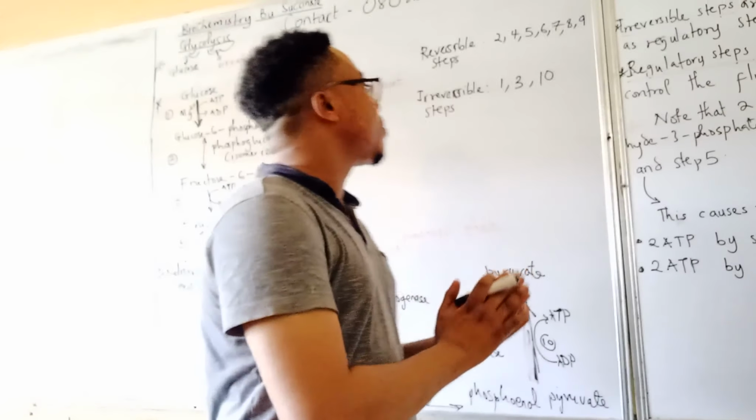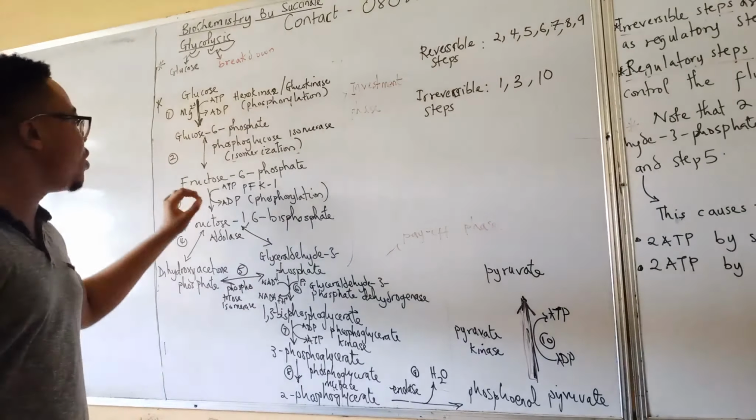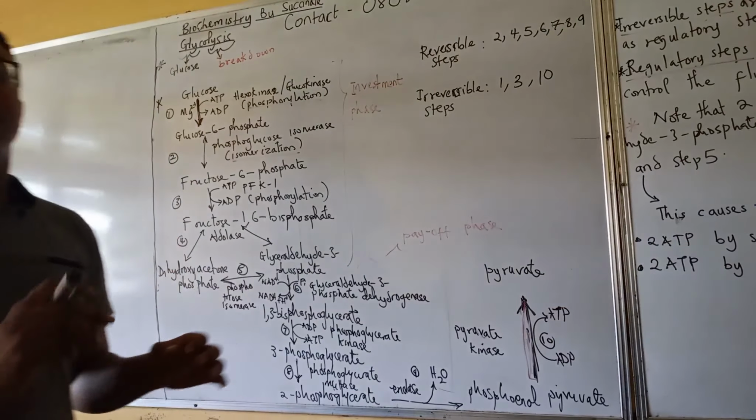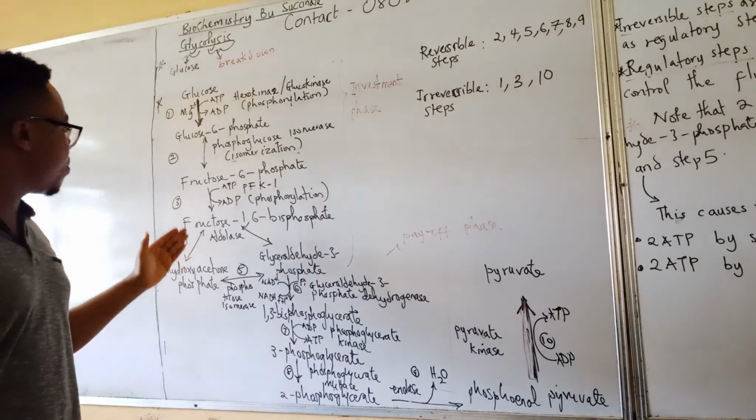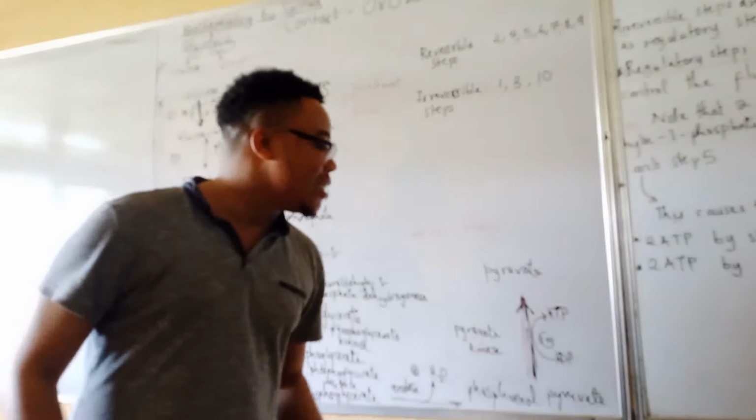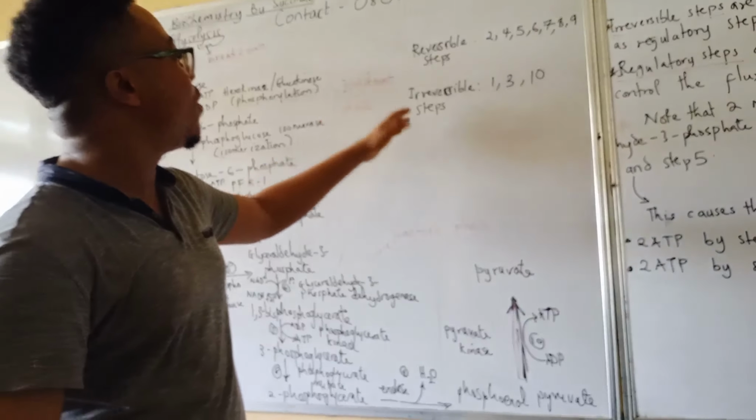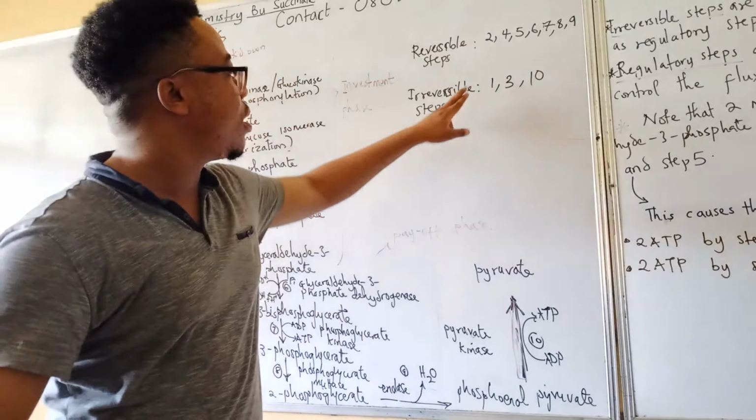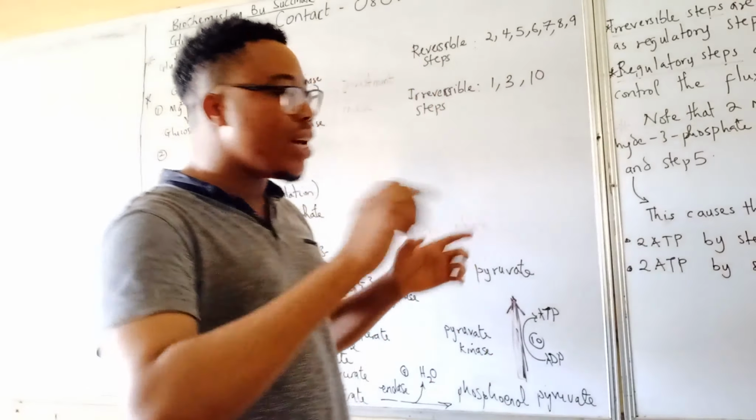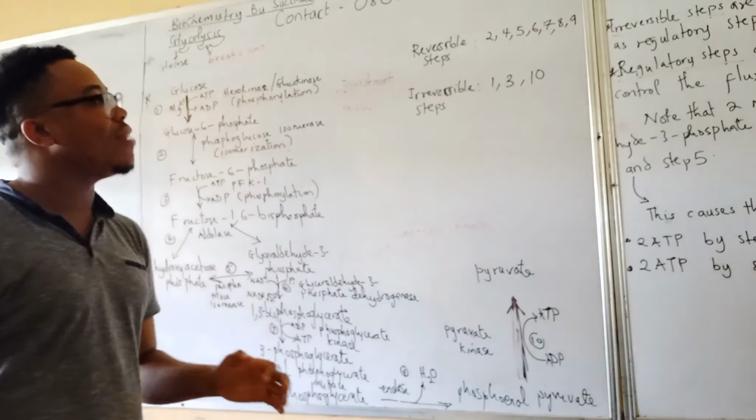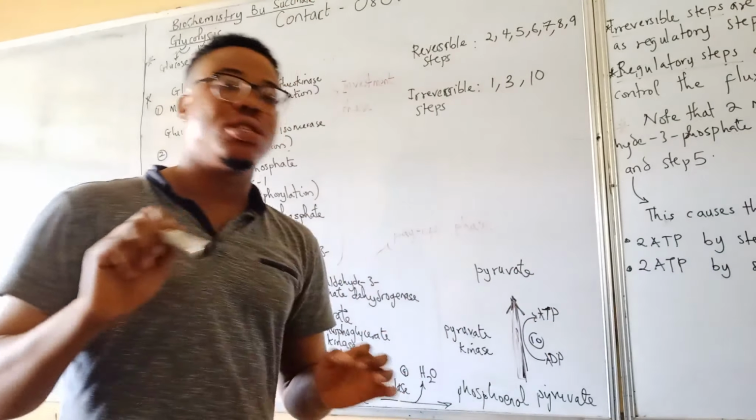Now, normally in these pathways, if you check the arrows, there are some that are moving in one direction and there are some that are moving in two directions. Please take note. Steps 1, 3, and 10 are usually called the irreversible steps. They are shown in the box here. Steps 1, 3, and 10 are irreversible steps. And the other steps, 2, 4, 5, 6, 7, 8, 9, are called the reversible steps of glycolysis.